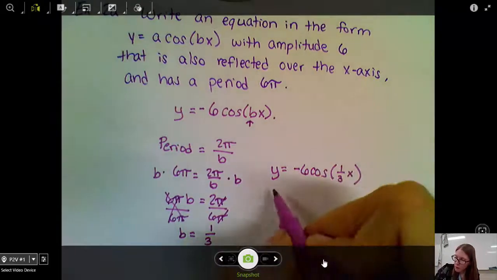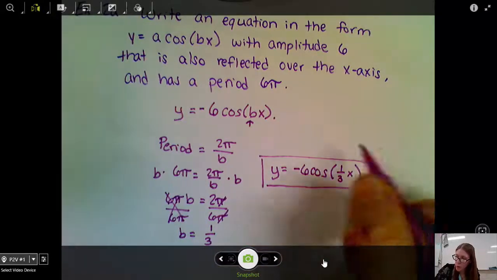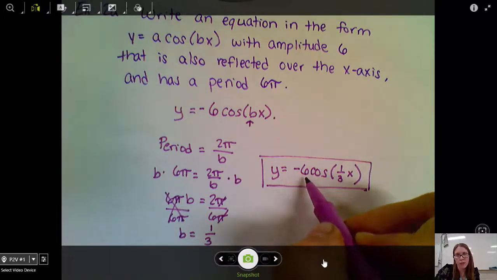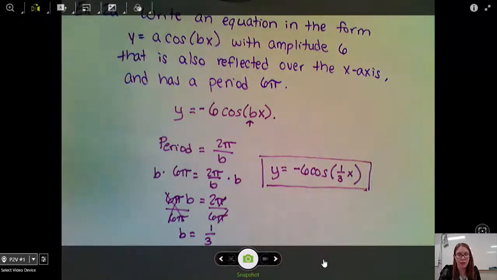Okay. And if we graphed this, all of those requirements would be true. We have that reflection over the x-axis. We have the amplitude of 6. 2 pi divided by 1/3 gives us that period of 6 pi.